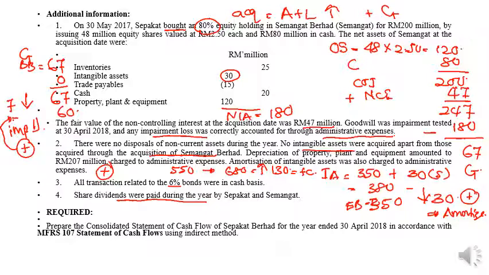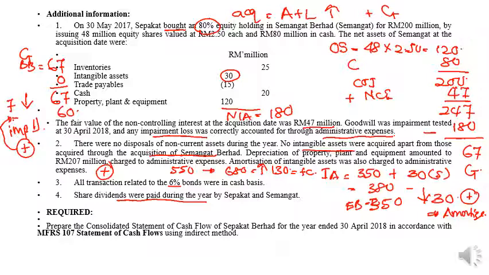Okay, and then it said that the depreciation of property, plant and equipment amounted to 207, also going to be charged to the administrative expense. So this one also we need to add back this amount. This one also needs to be added back. Amortization is going to be charged under administrative expense. Okay, all transactions related to the 6% bond were cash basis.